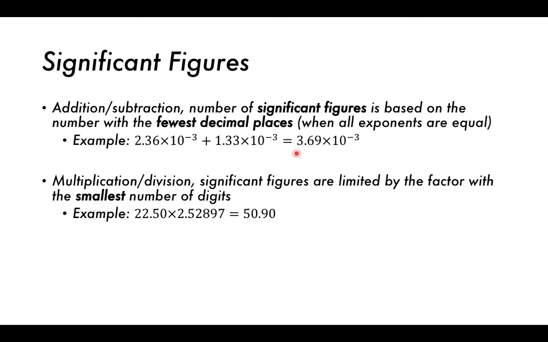For multiplication and division, significant figures are limited by the factor with the smallest number of digits. So here we have 22.50 multiplied by this number, which will give us 50.90 after we have corrected for the significant figures. So that's kind of how we would do it in addition, subtraction, and multiplication and division.